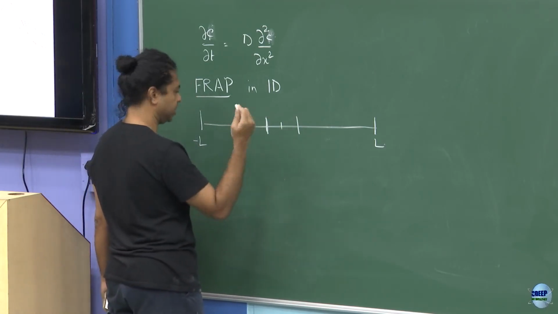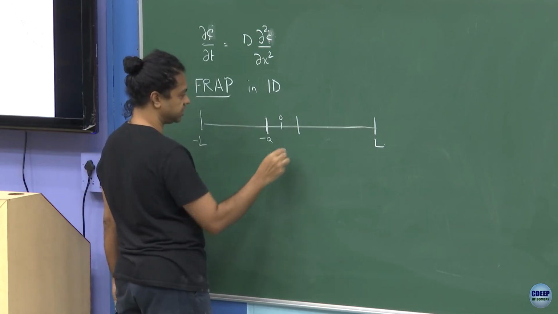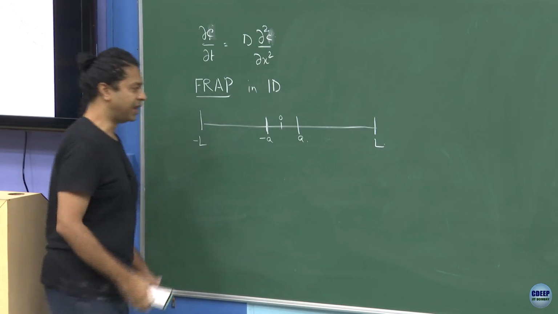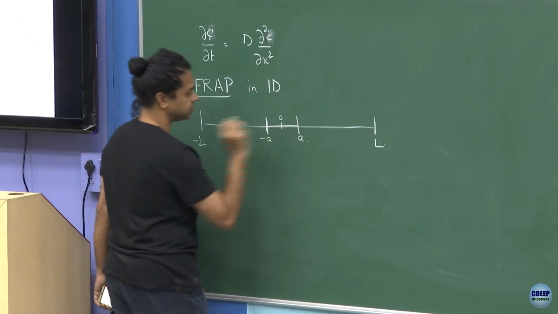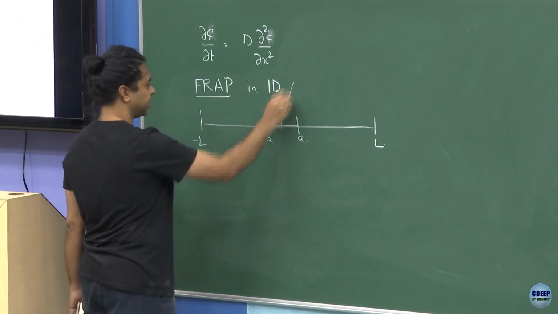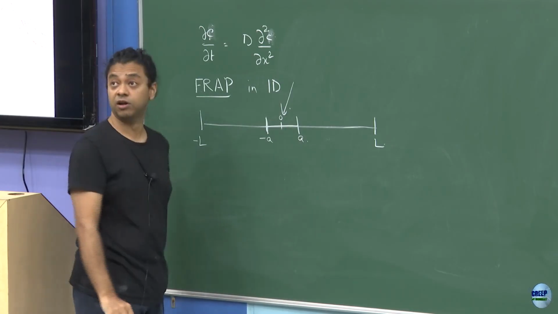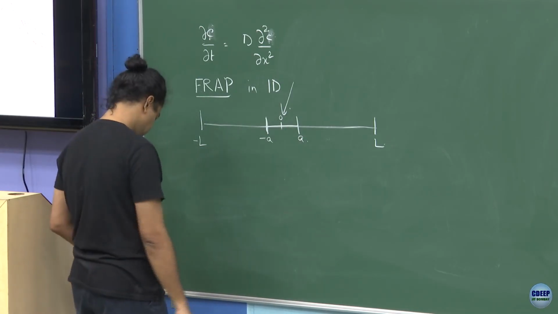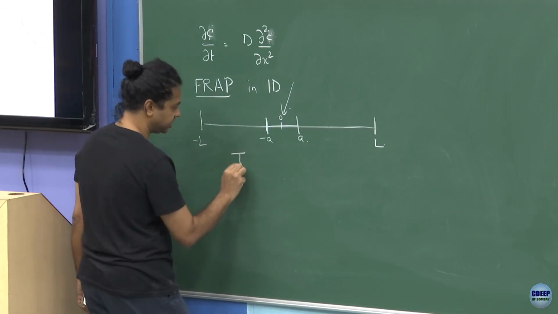So let me call it again just for mathematical simplicity. I choose a region which is symmetric about the origin of length 2a, so minus a to a, and I photobleach this region, which means I've shined a laser light on it. The molecules that were in this region are not fluorescing anymore. Which means that I have an initial condition.